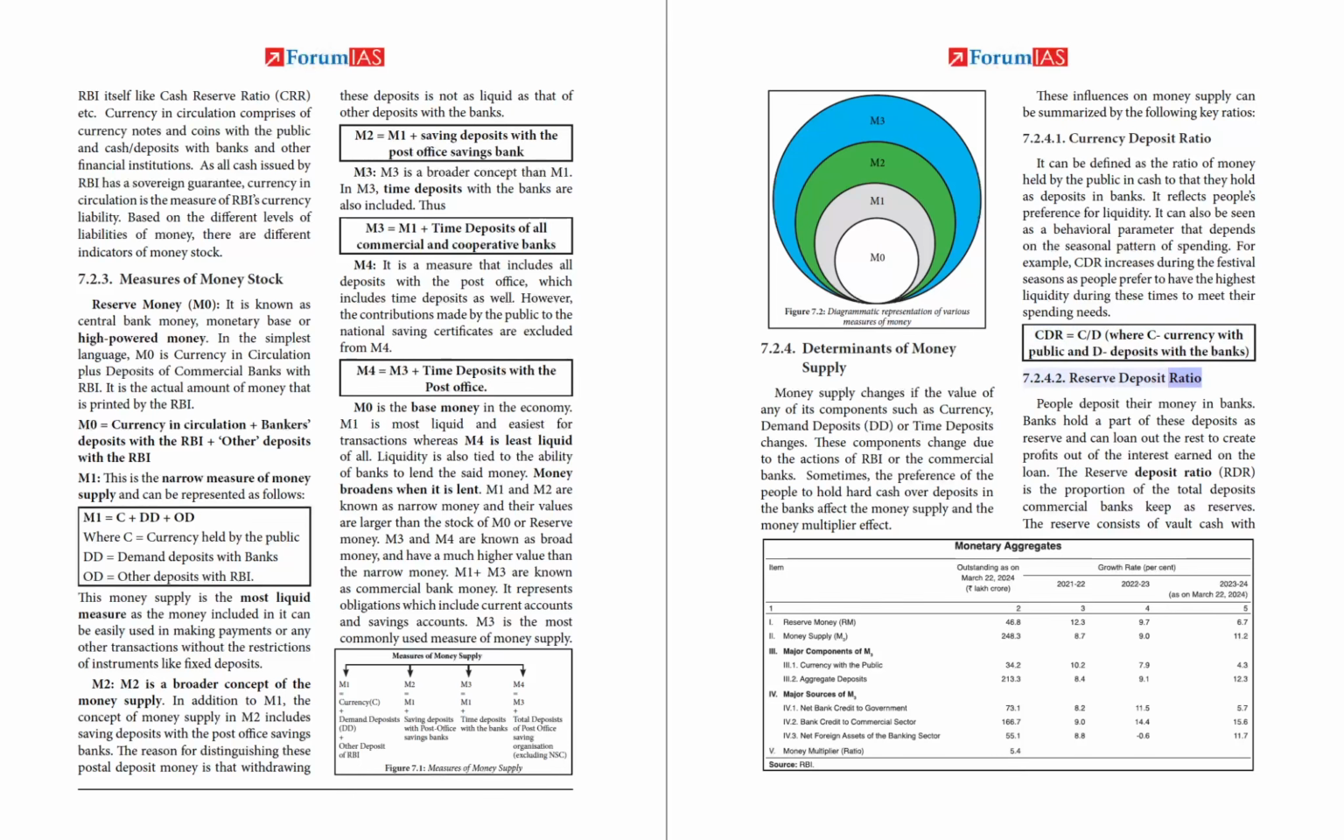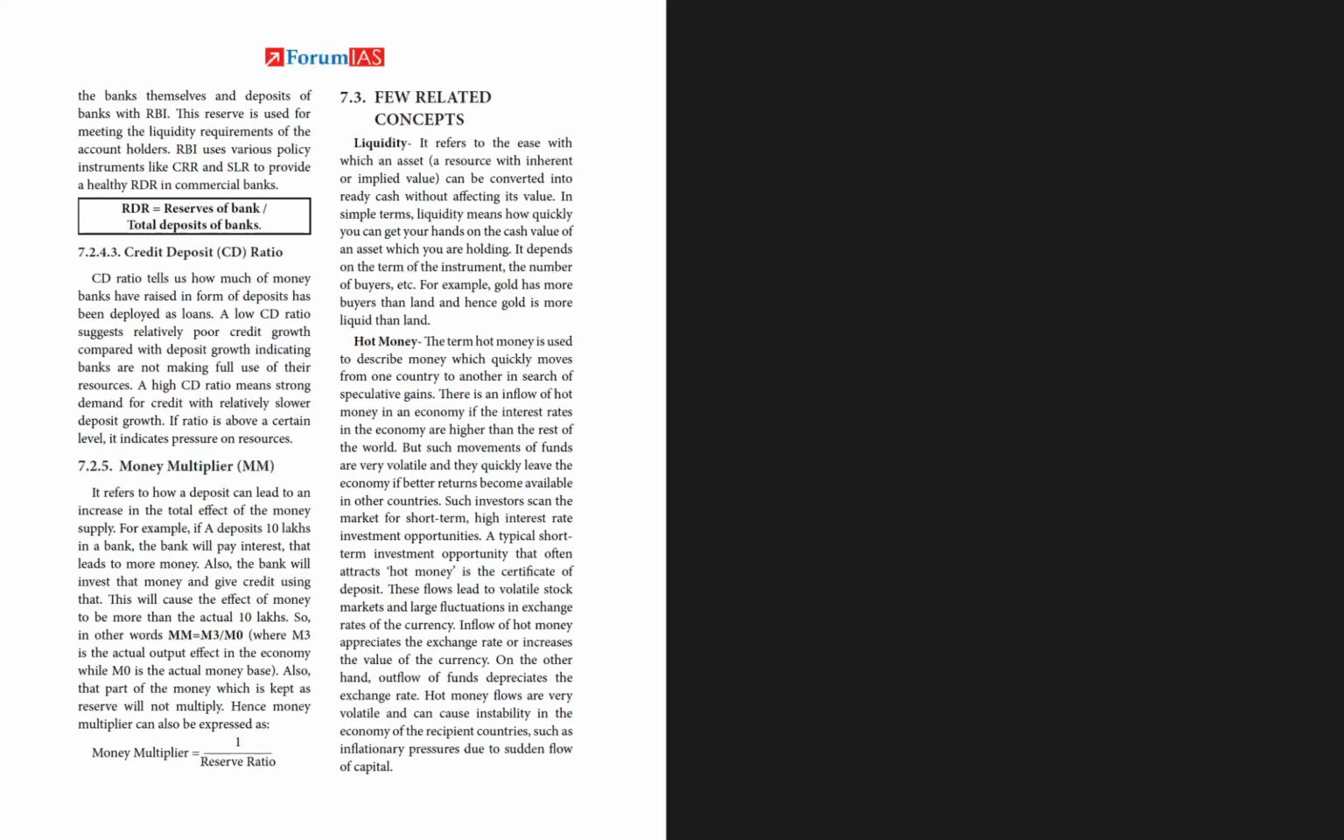7.2.4.2 Reserve deposit ratio. People deposit their money in banks. Banks hold a part of these deposits as reserve and can loan out the rest to create profits out of the interest earned on the loan. The reserve deposit ratio, RDR, is the proportion of the total deposits commercial banks keep as reserves. The reserve consists of vault cash with the banks themselves and deposits of banks with RBI.